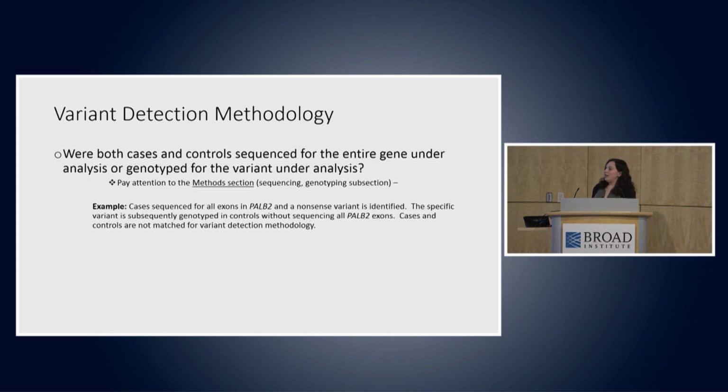So for variant detection methodology, you really want to ask how the cases and controls were tested. Were they both tested in the same way? Were they sequenced for the entire gene under analysis? Or were they genotyped for that particular variant? In this case, you want to pay attention to the methods section. And here's an example. Cases were sequenced for all exons in PALB2, and they identified a nonsense variant, and then they genotyped it in controls. So in this case, and this is a common way that they do things, cases and controls are not matched for variant detection methodology.